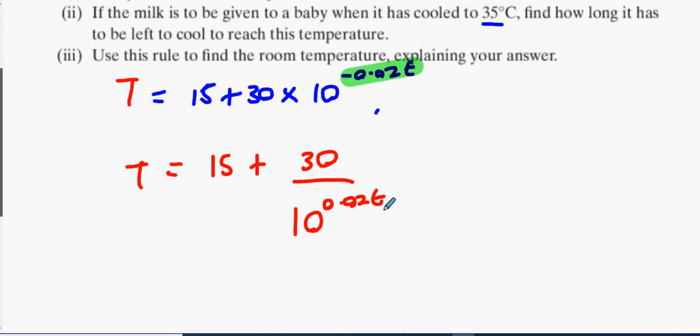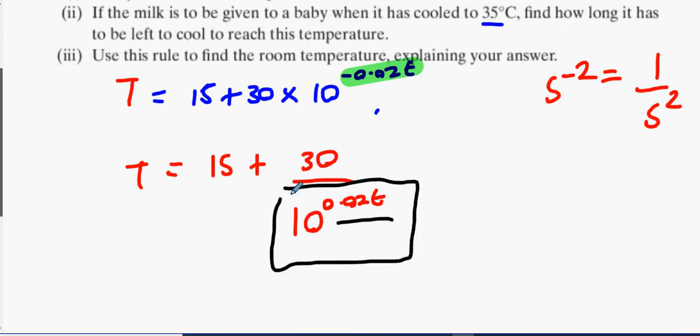Yeah, change the indices to the fraction. So 5 to the power minus 2 is the same as 1 over 5 squared. What happens to this number as t gets bigger? What happens when t gets ridiculously big, like a couple of million? The denominator becomes freakishly big, which means the fraction becomes freakishly small.